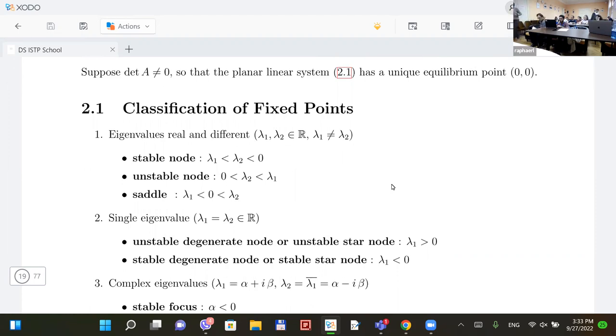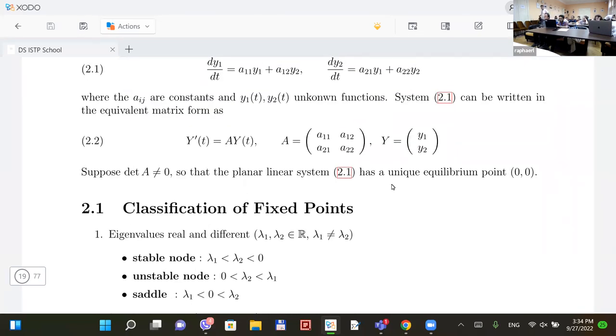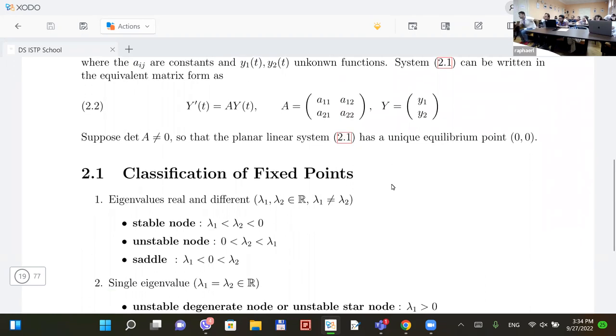We manage the eigenvalues and the eigenvectors, as I explained yesterday. Generally, first, I suppose that the determinant of the matrix is different from zero. That means that we have a unique equilibrium point. The other are very particular cases that I will talk about more in the last chapter on bifurcation. But for now, we only classify the unique equilibrium point. Of course, it is the origin for the linear two-dimensional systems. So this is the classification.